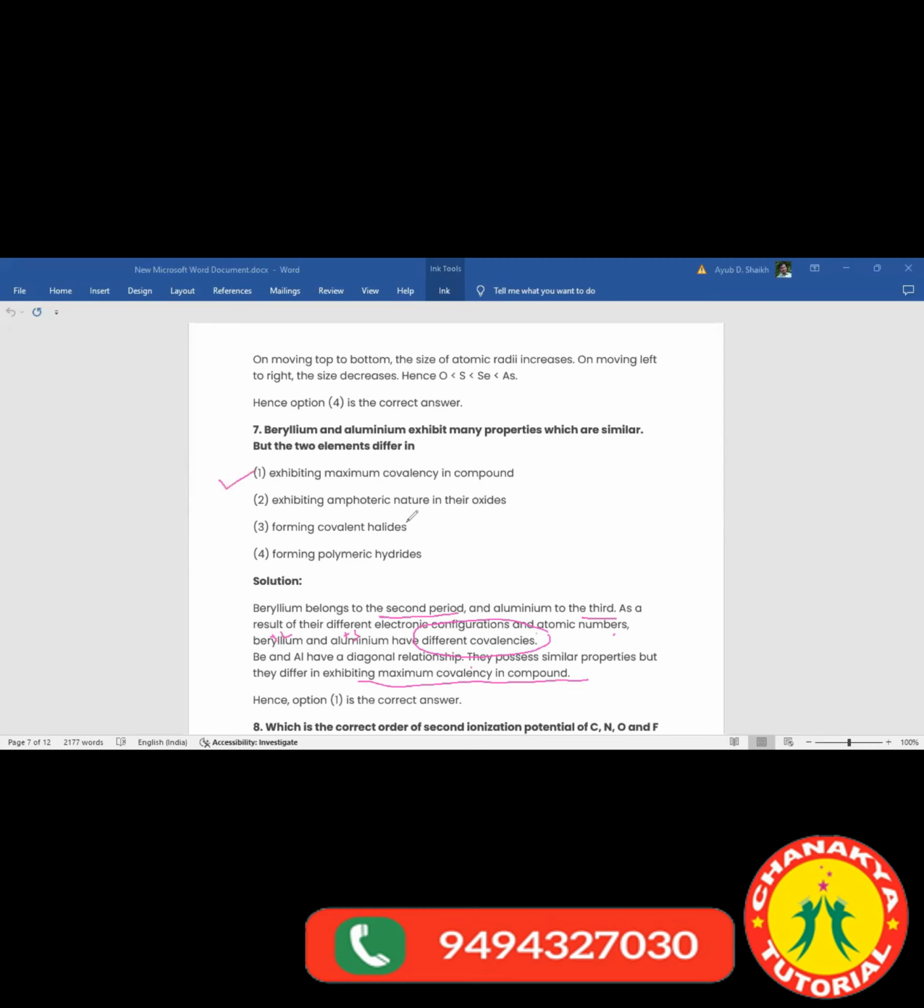Both form covalent halides, and both have polymeric hydrides, right? Yes, ma'am. AlH3, and beryllium is BeH2. And even for the amphoteric nature of the oxides, there are somewhat similar properties due to the diagonal relationship. But here, covalencies differ for both. Beryllium would have +2 and aluminium would have +3. Got it? Yes, ma'am. Fine. We'll move to the next question now.